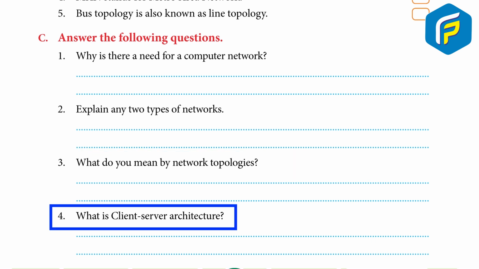4. What is client-server architecture? Answer: in a client-server network, several computers called clients are connected to the main computer called the server. A computer that serves clients and manages access to hardware, software, and other resources is known as a server. The computers that ask the server for services like data retrieval, storage, etc. are known as clients.